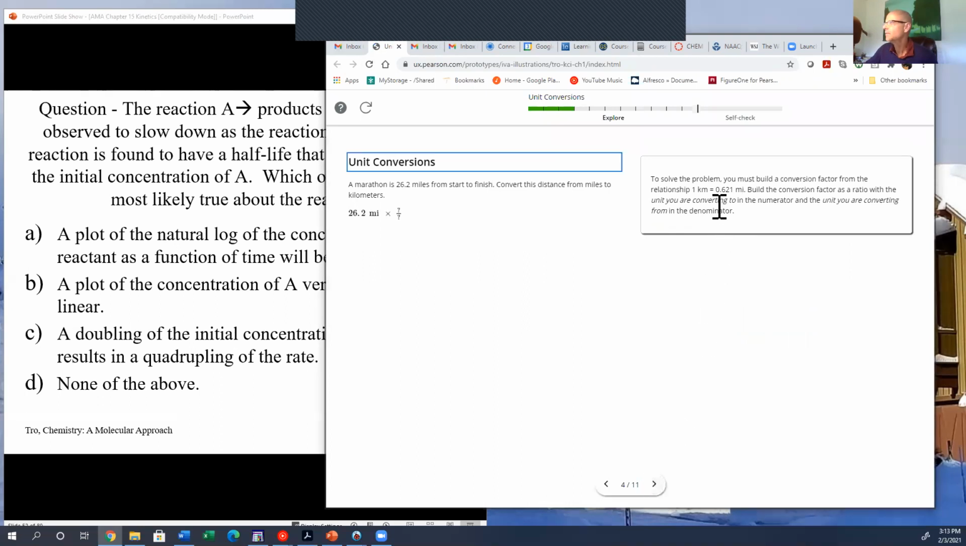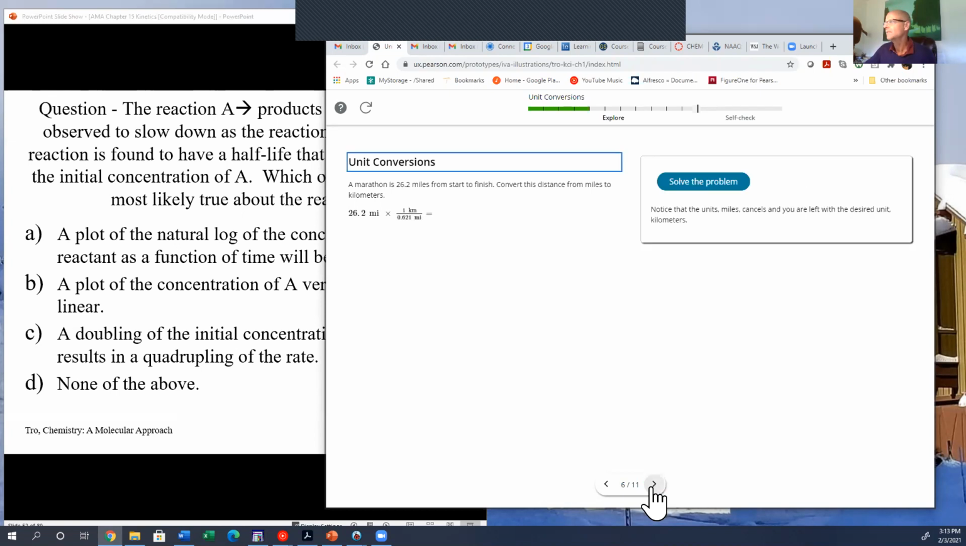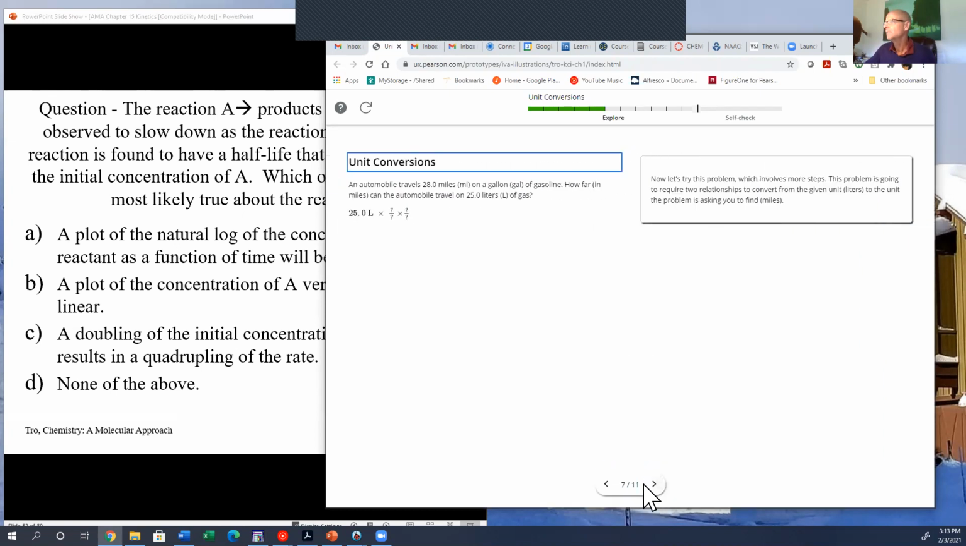Then to solve this problem, you've got to build the conversion factor. So it asks you, what's the correct form of the conversion factor? So you're not just reading it passively, you're reading it actively. Every step of this, you're being active. Anyway, just for fun. Had a couple extra minutes.